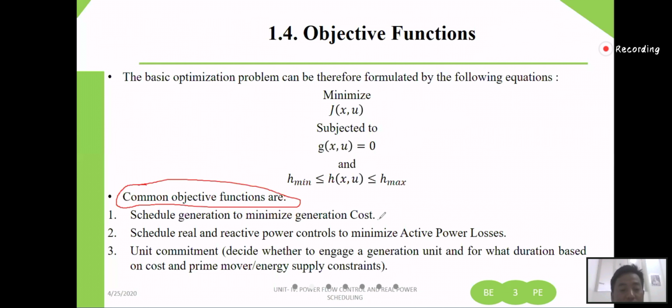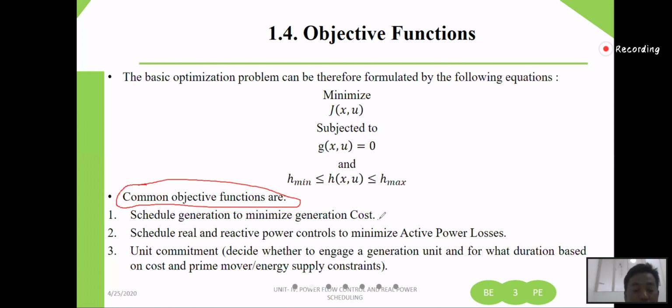For example, say there are 4 generators. In the morning, 2 generators are sufficient. Towards the peak load time, 2 more generators can be put on. Towards the afternoon, sometimes 1 generator might have to be shut down. So you have to schedule the generation to minimize the generation cost. Another objective function is to schedule real and reactive power controls to minimize active power losses.